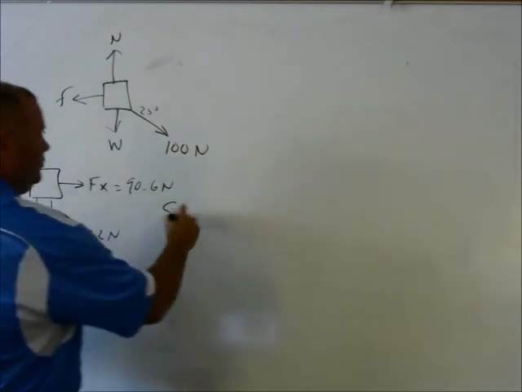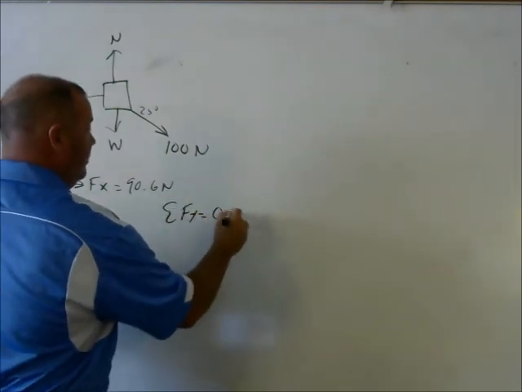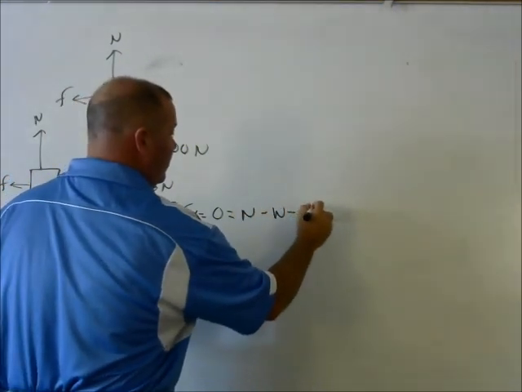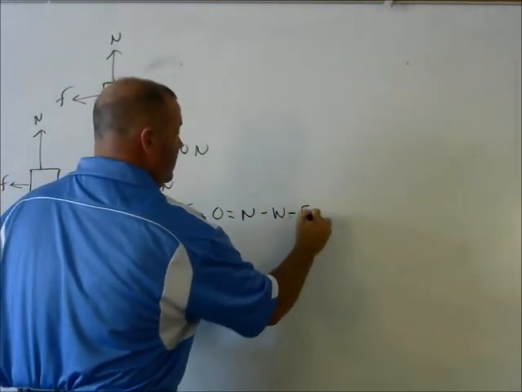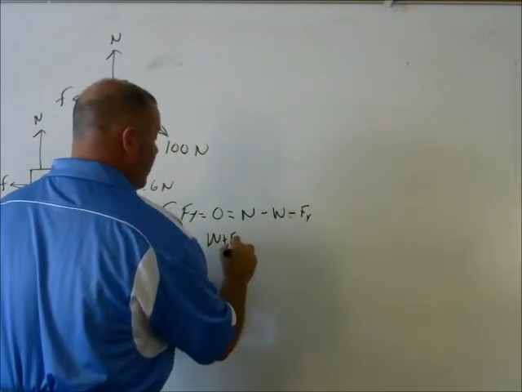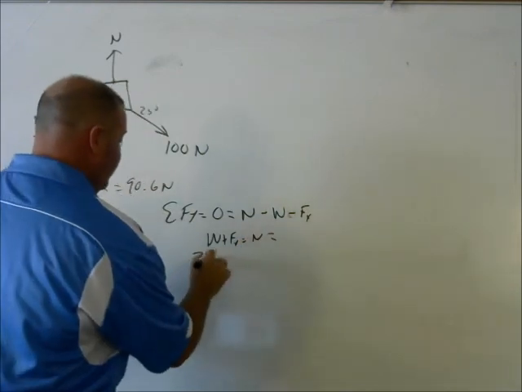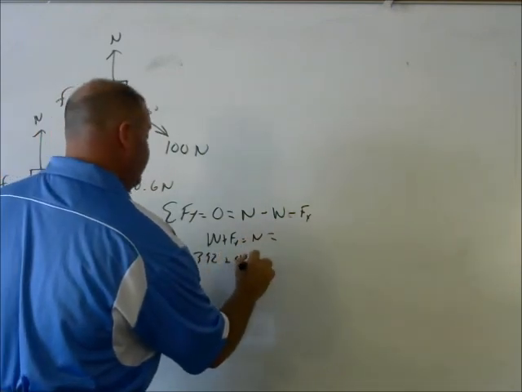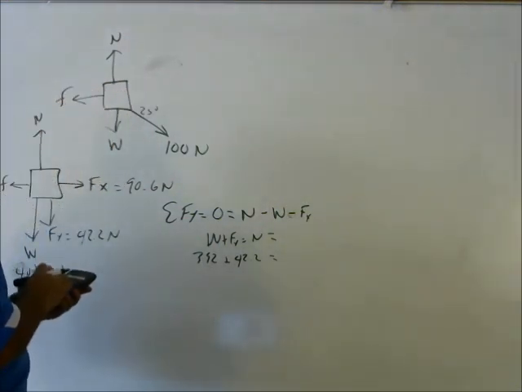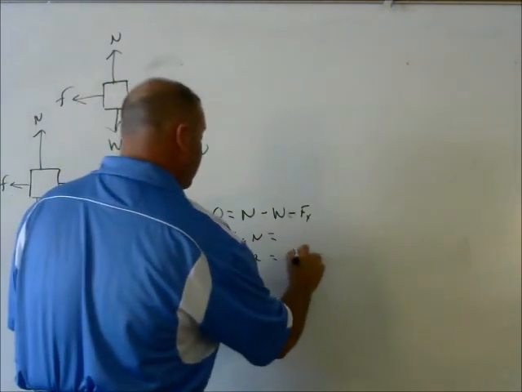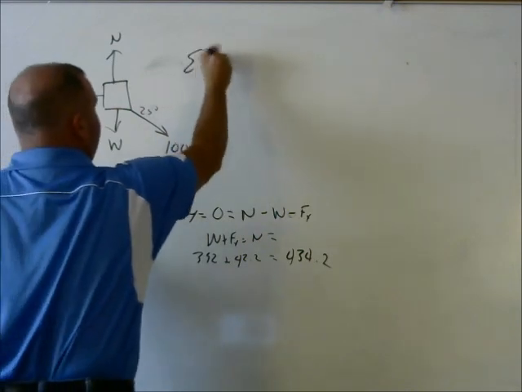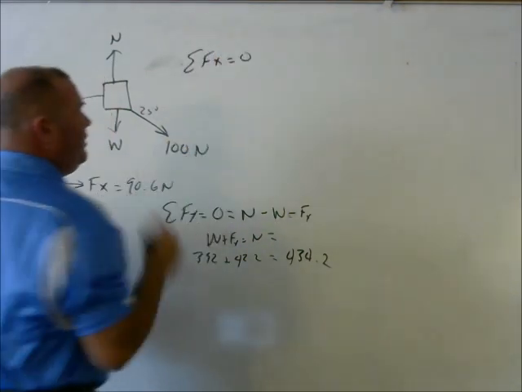So I could look at the sum of forces Y equals 0, and they should be equal to normal minus weight minus Fy. So weight plus Fy should equal normal, and those should be 392 plus 42.2. Should be 434.2. So now my sum of forces in X should equal MA.